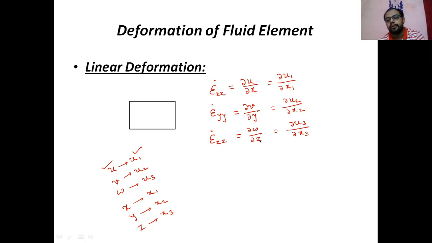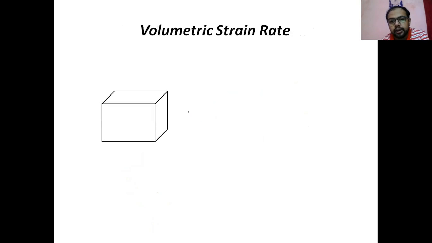Similarly, the volumetric strain rate is the rate of change of volume. This is the volumetric strain rate: the change in volume divided by the old volume, divided by the time. After the derivation, we get the value du/dx plus dv/dy plus dw/dz.